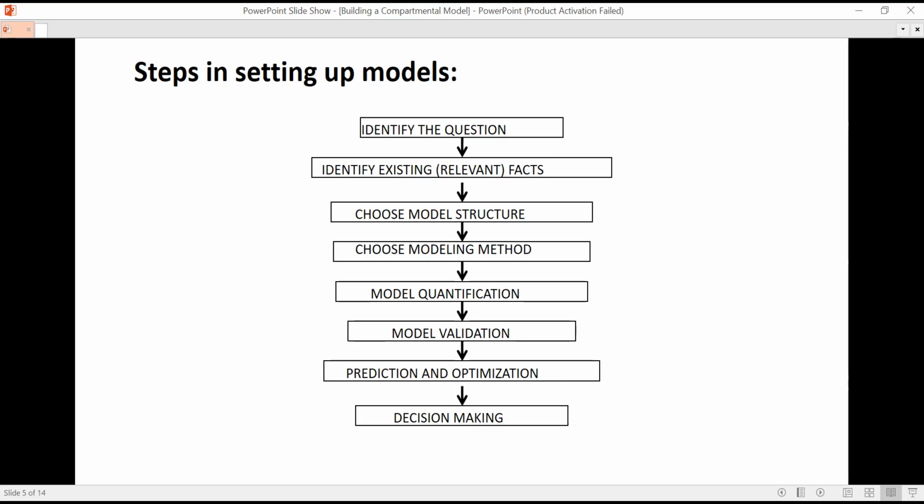Are you interested in differential or difference? Are you interested in stochastic or deterministic? It depends. Some people say if you have a large enough population, just go for deterministic. If your population is so small, you can go for stochastic. And model quantification, then how do you validate your model? Things like sensitivity analysis come in.